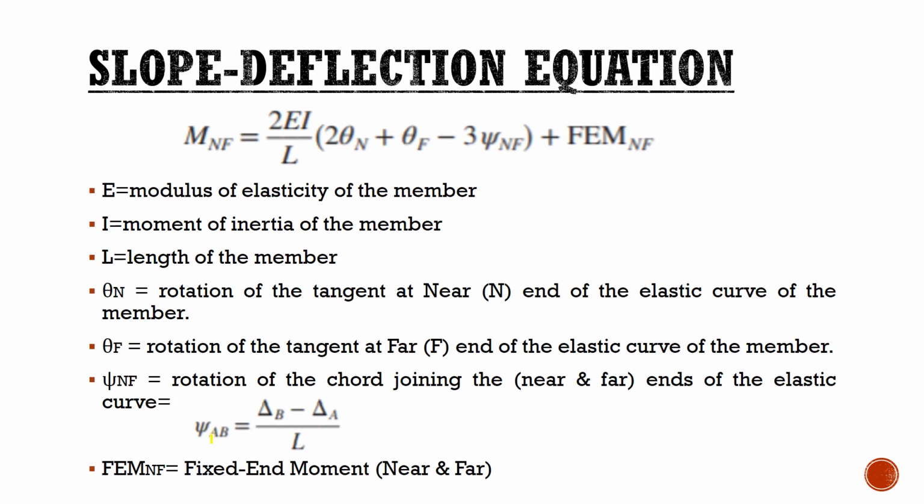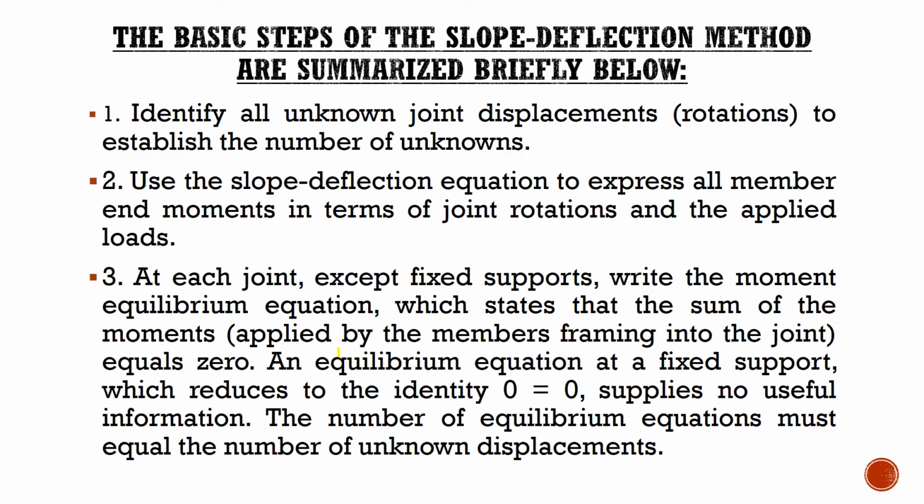Okay. So now we have these basic steps for SDM, so let me just summarize the steps to follow. First one is to identify all unknown joint displacements, so the rotations, and if there is a settlement, the delta. So you will write these down right away.